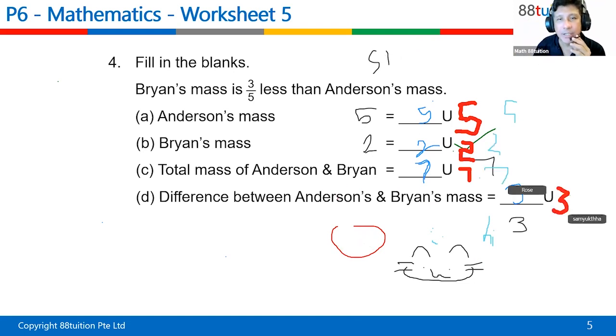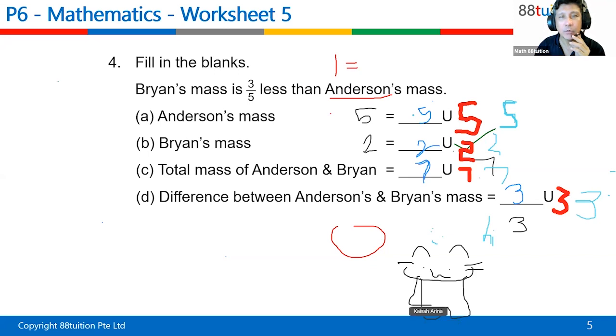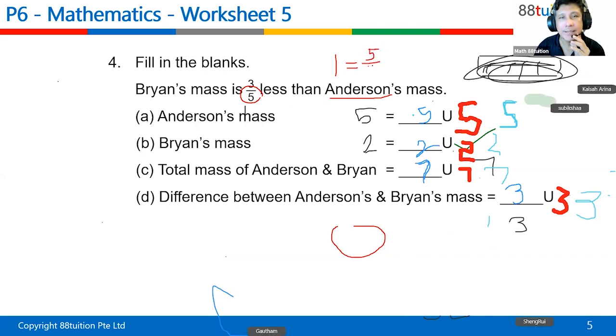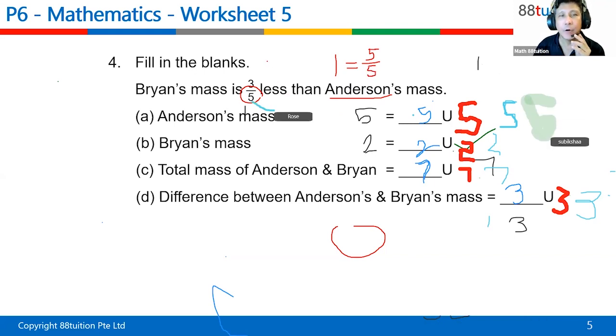Okay, let's look at the question now. We are at question 4. It tells us that Brian's mass is 3/5 less than Anderson's mass. So in order for us to compare Brian with Anderson, Anderson must be treated as 1 whole first. So the 1 whole, you need to change it into fractional parts because you need to know how it's cut into, right? And you notice that Brian is compared using fractional parts of 5. So Anderson will be 5 out of 5 at first, so that we can say Brian is 3/5 less than Anderson. Therefore, Brian becomes 2/5.